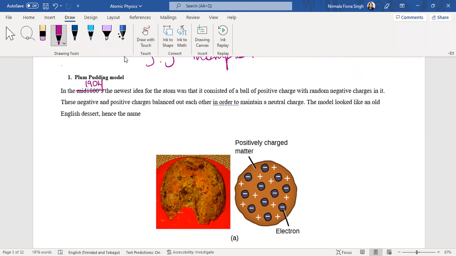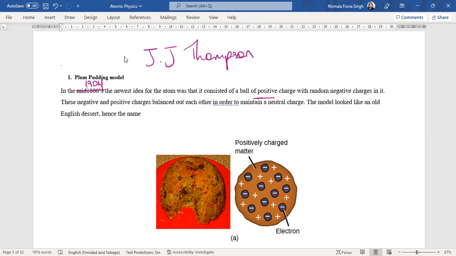Okay, so in 1904, the newest idea for the atom was that, now listen to this, it consisted of a ball of positive charge with random negative charges in it. So this is what they thought it looked like. It was just one whole clump of positive charge with random little negative charges in it, such that these negative charges perfectly balance out the ball of positive charge.